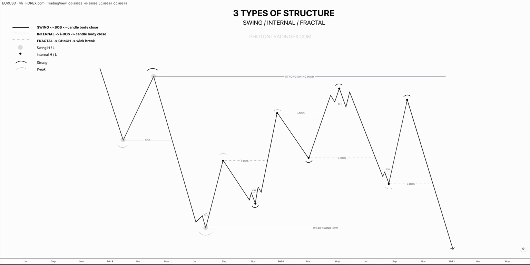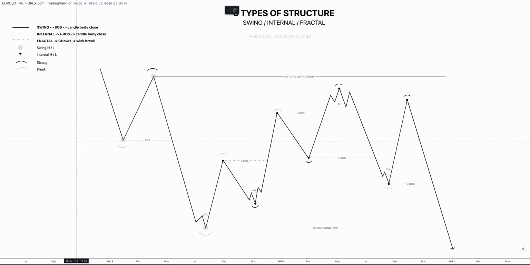So now we are going to revisit the three types of structure, which hopefully you already saw in the introduction towards the start of the module, where we spoke about the three types of structure that we're going to use: swing structure, internal structure, and fractal structure. Now, the last few lessons, we've broken those down into their individual parts, right?